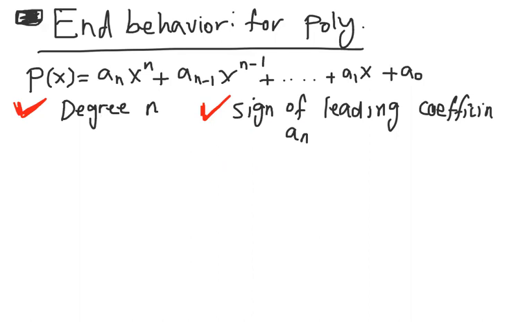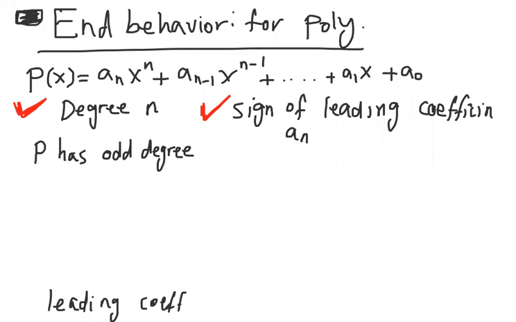So let me give you more explanation. For example, suppose b has odd degree. What is the meaning of odd degree? For example, 3, 5, 7, 9. All of these are odd degree. And the leading coefficient is positive, greater than 0.